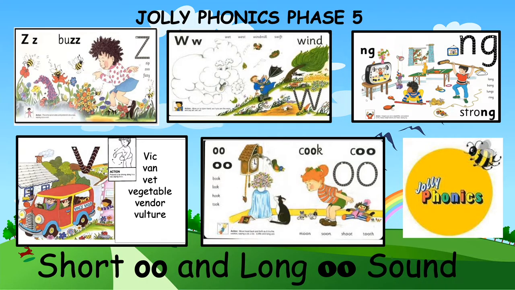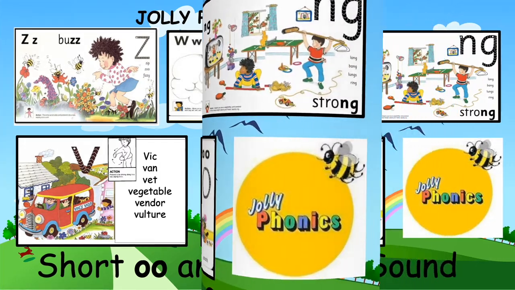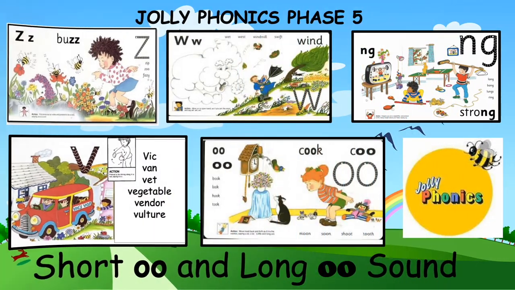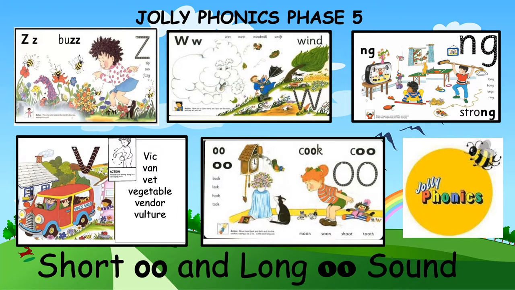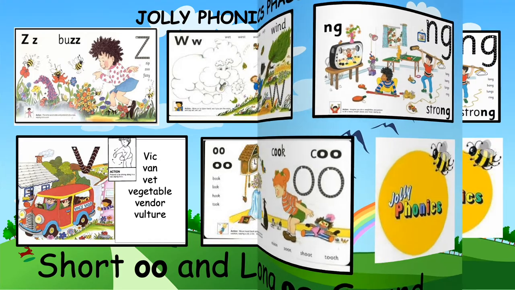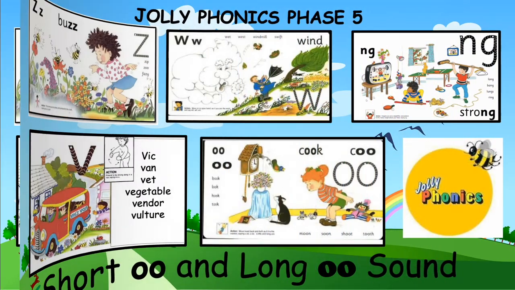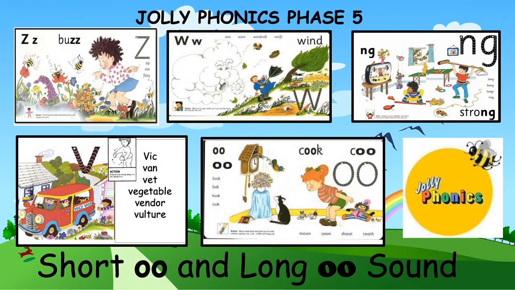Alright, class, before we move on, let's have a short review. Let's review the first letter of Jolly Phonics Phase 5, which is letter Z with a Z sound. And the next one is W, which is W sound. And letter N and letter G, which is N sound, okay? We're also done with letter V, okay?